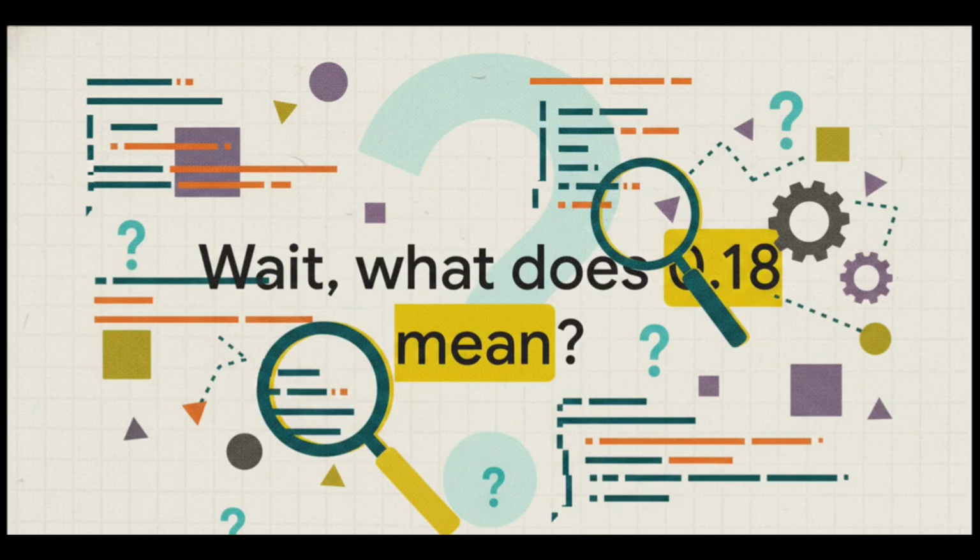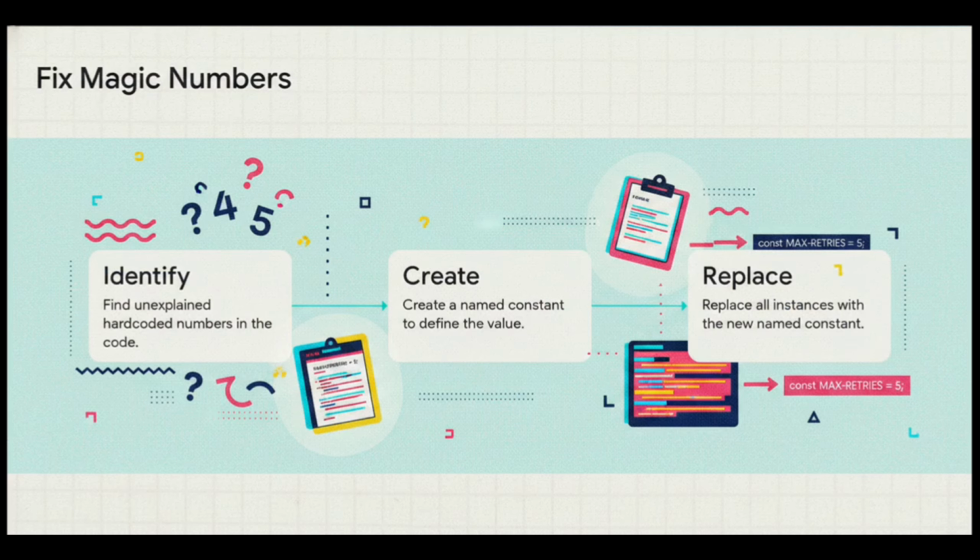Now, I want to ask you a question directly. Have you ever been reading through a file, stumbled across a random line of math, and you just stop and think, wait, what in the world does 0.18 mean? We call this a magic number. It's an unexplained value hard-coded straight into the logic, scattered all over a file, causing utter confusion for literally anyone who didn't write it. To fix this, we've got a very clear, highly actionable checklist.